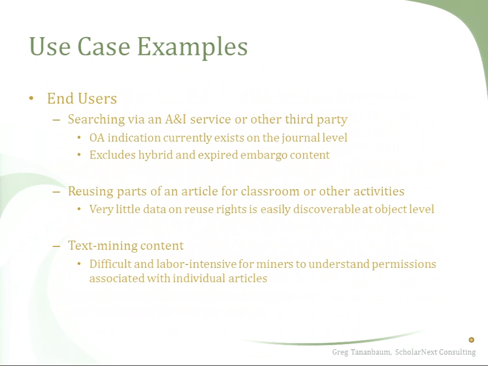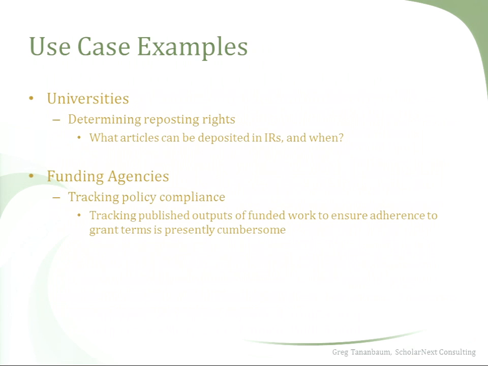And along those lines, this is a smaller audience, but it's an important one: text mining. Right now it's very difficult and very labor intensive for text miners to understand the permissions that are associated with any given article. Universities have an interest in this. So when we think about an institutional repository, what articles can be deposited and under what conditions, and what rights are associated with those articles. Funding agencies, as I mentioned before, like Research Councils UK, say you have to make this content available publicly after a certain amount of time. They want to make sure that that actually happens. How can they track it?